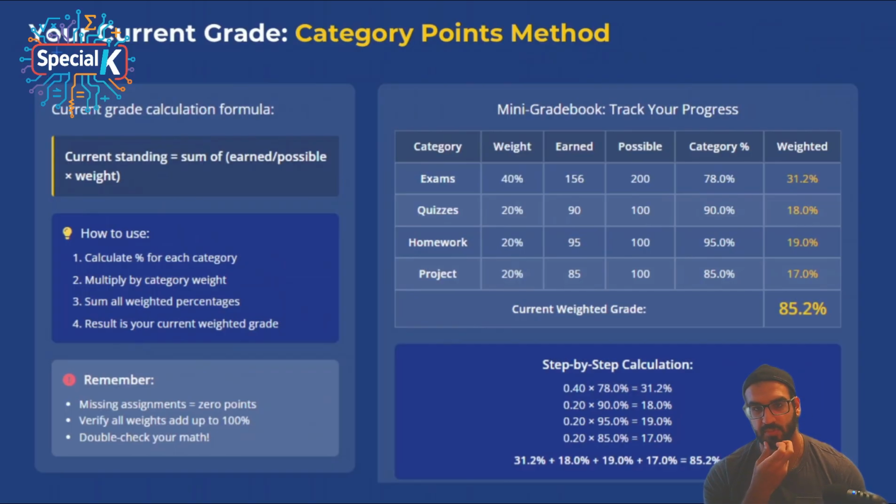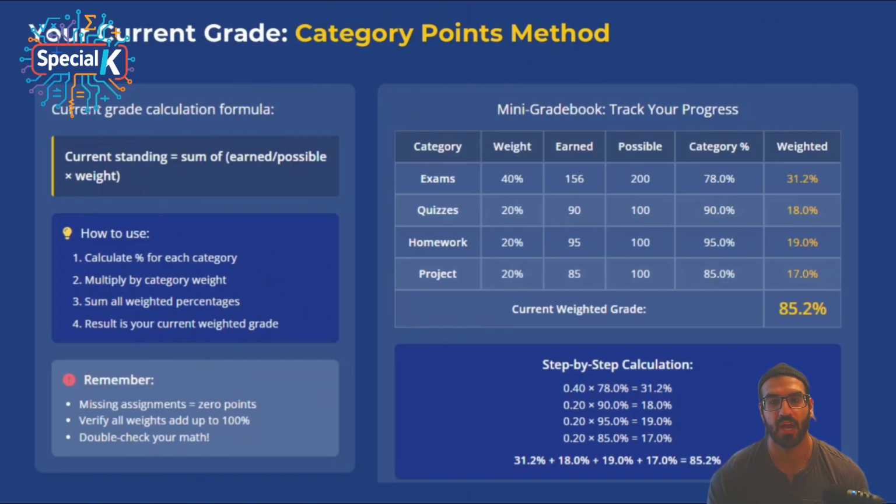So let's look at the first part. I got 156 out of 200. So if I want to convert it to decimal points, what would happen? I have to divide 156 by 200. Obviously, it would be a number between 0 and 1. That number is either 0.78, or if you convert it to a percentage, it would be 78%. Let's move to another subject.